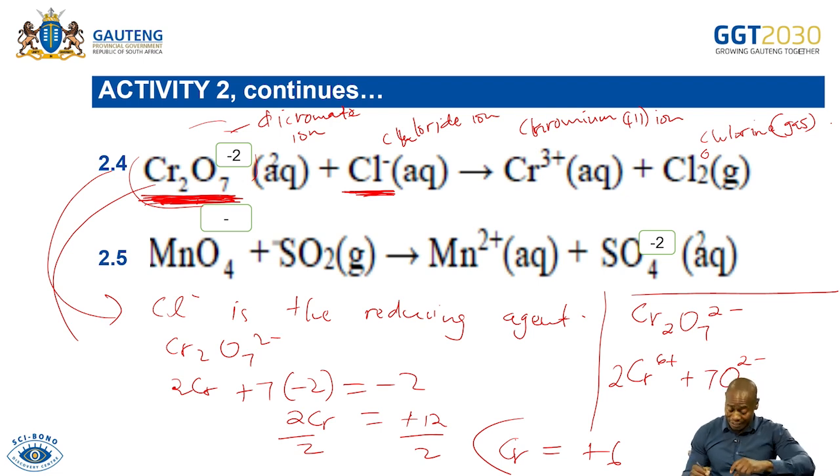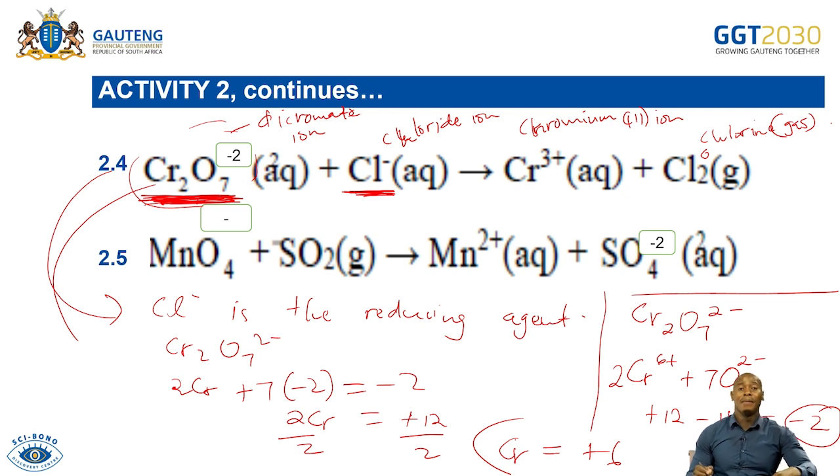So let's just check here. 2 times positive 6 is positive 12. 7 times negative 2 is negative 14. Plus 12 minus 14 is going to be minus 2. Okay?